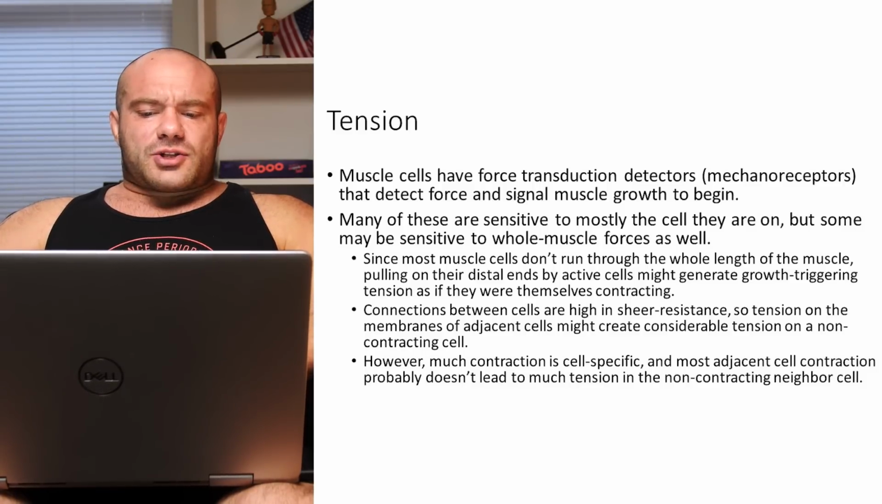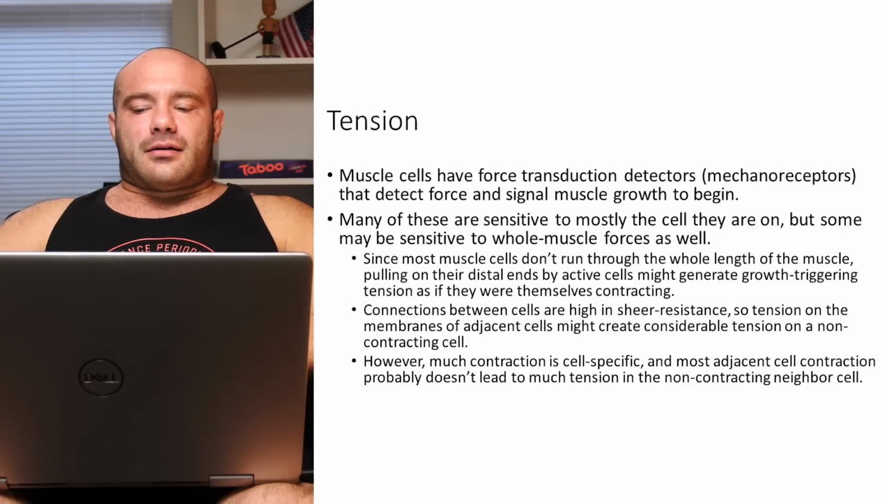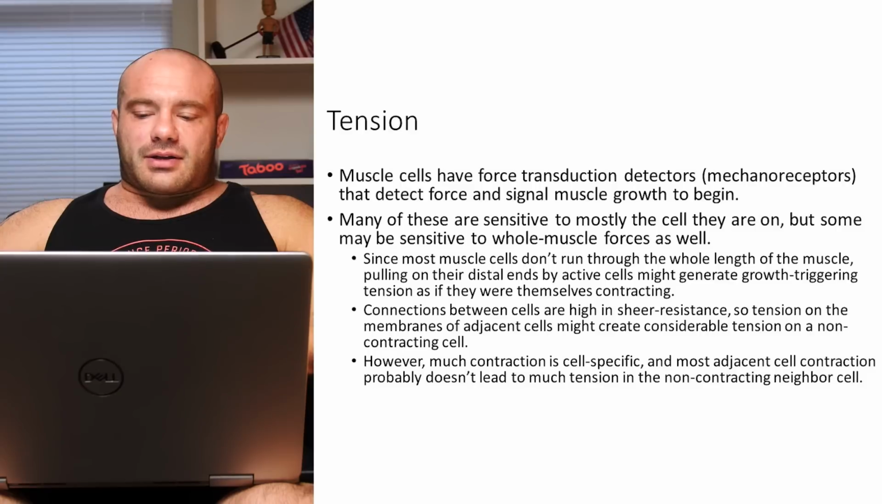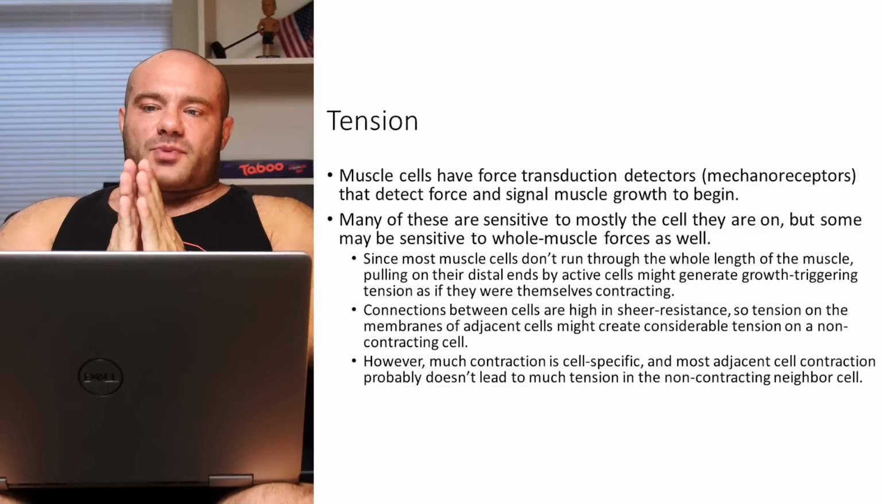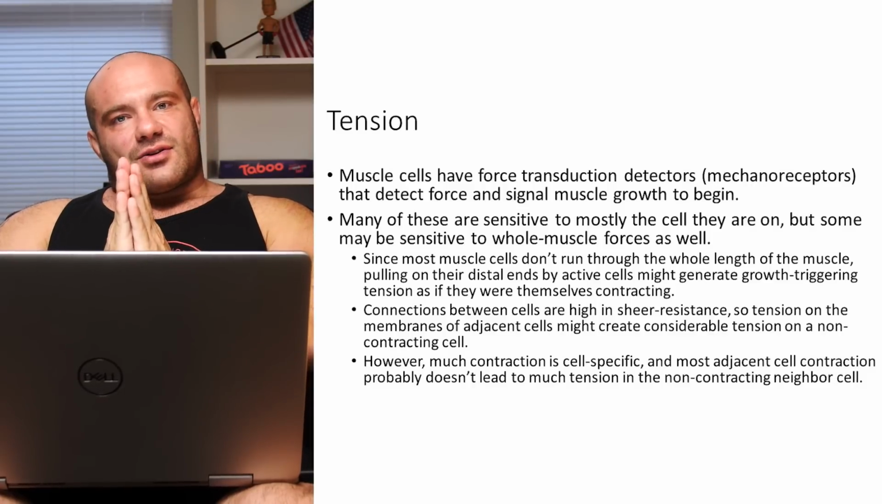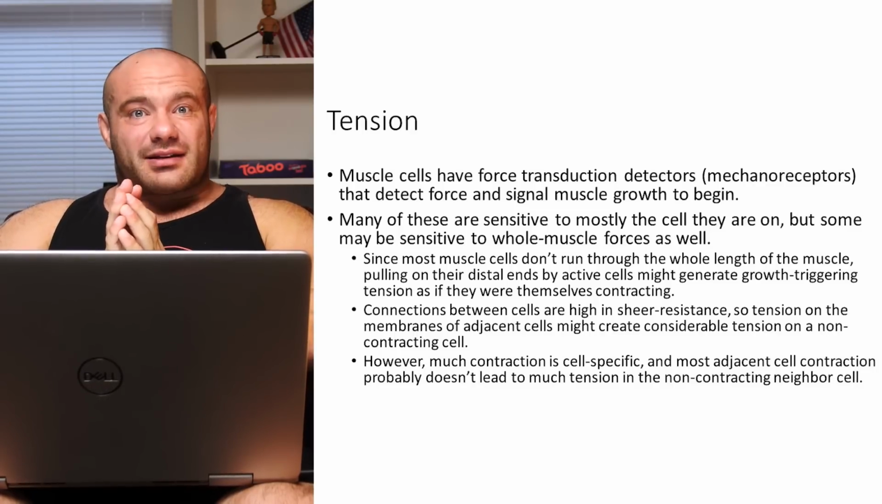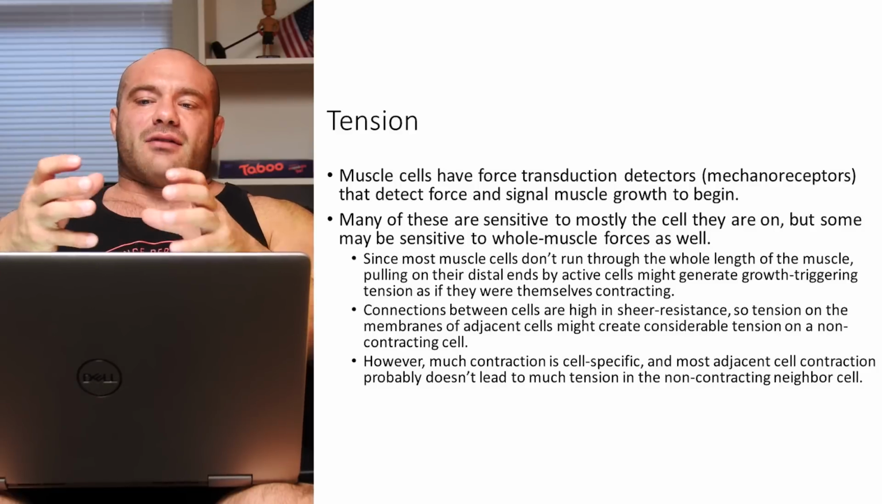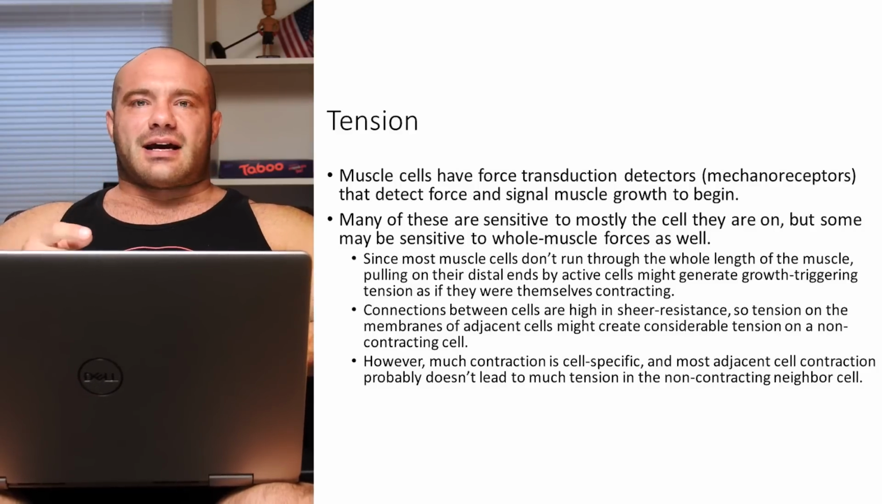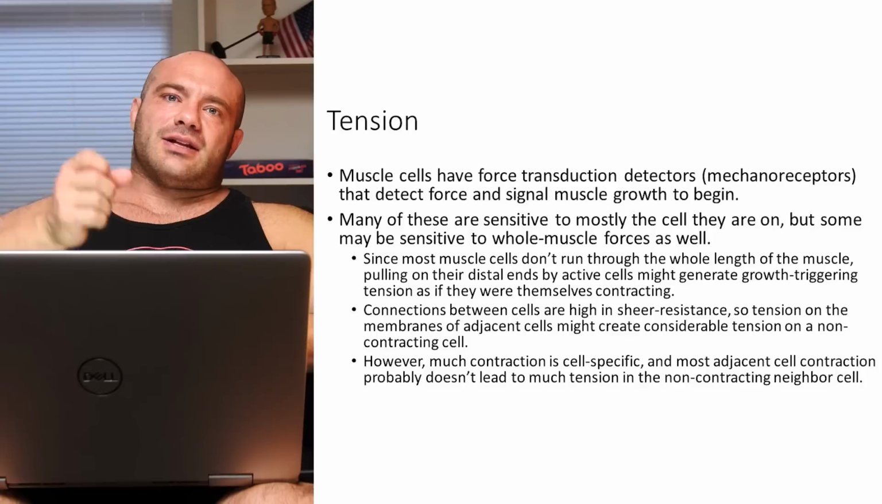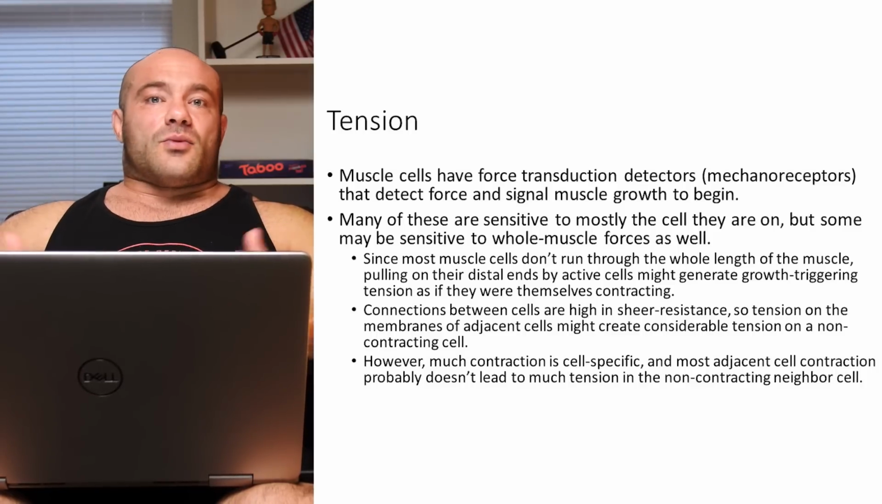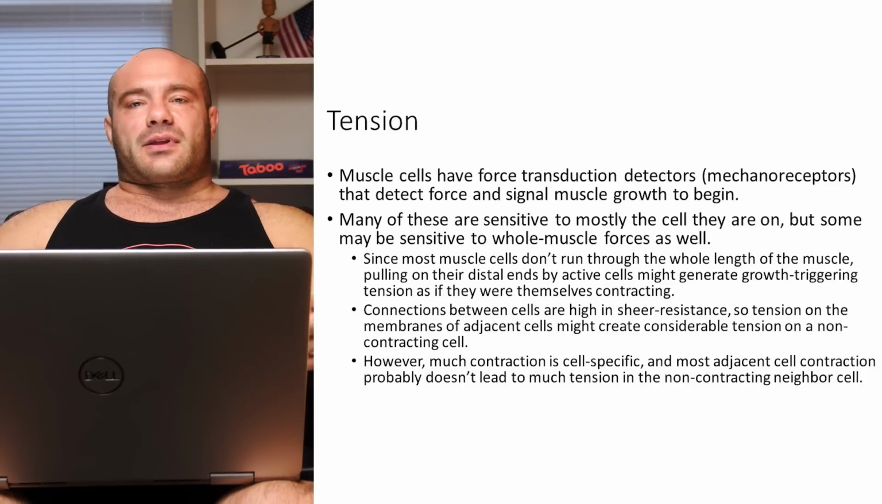And connections between cells are sometimes pretty, how do I say this best? A lot of times the connection between cells is pretty tight, or rather shear resistant. So when one cell is pulled, another cell a lot of times, for the most part, goes with it, right? So when a lot of cells around a cell are contracting, even if that cell's not contracting, a lot of times the motion and the tension through it mimics almost exactly what it would be if it were contracting anyway, okay?